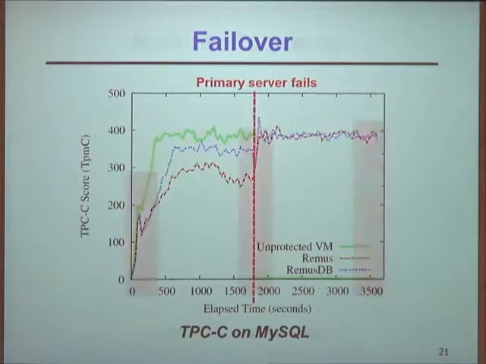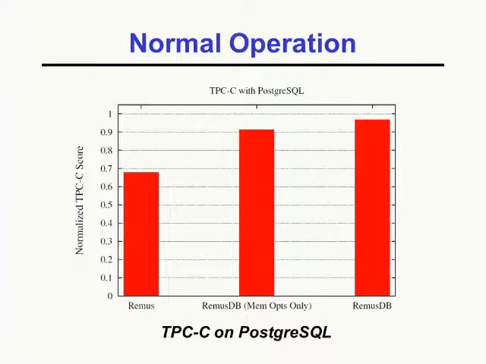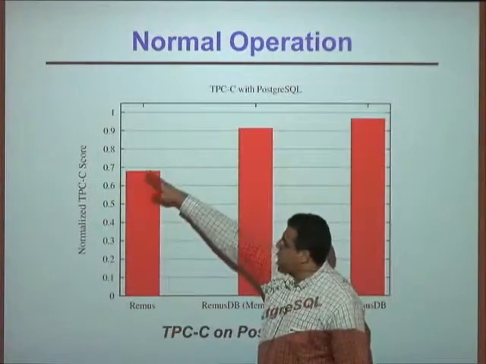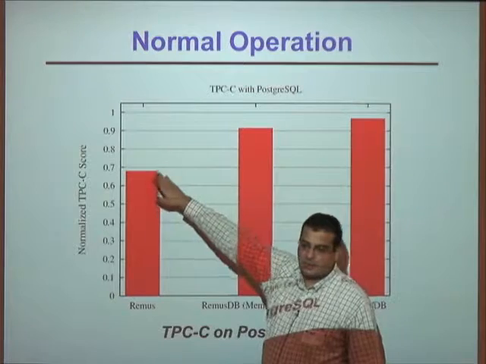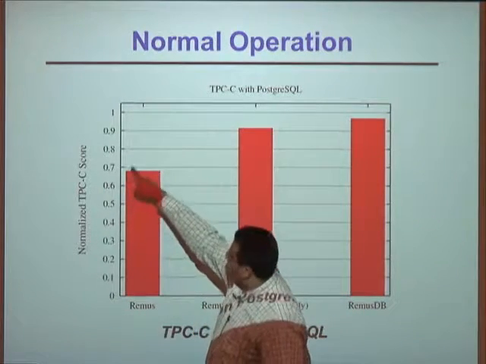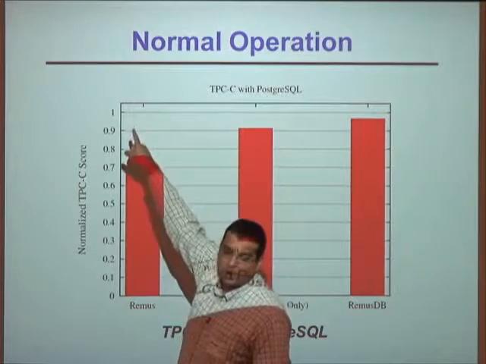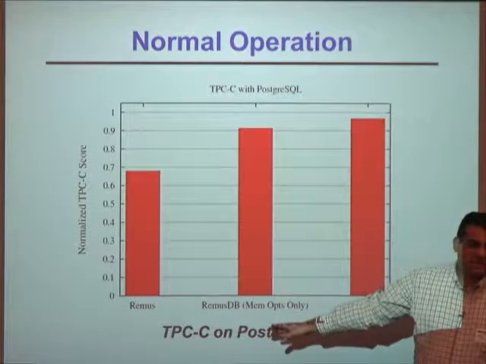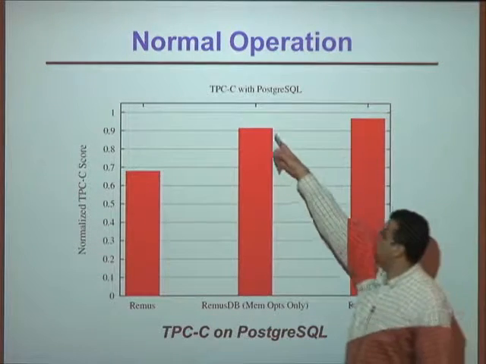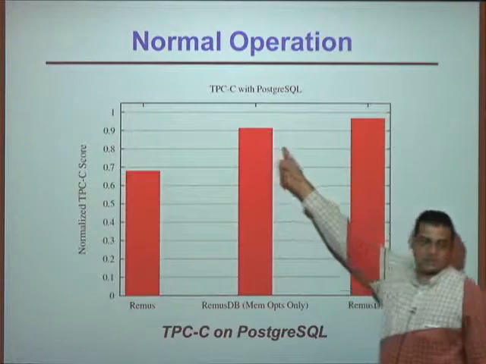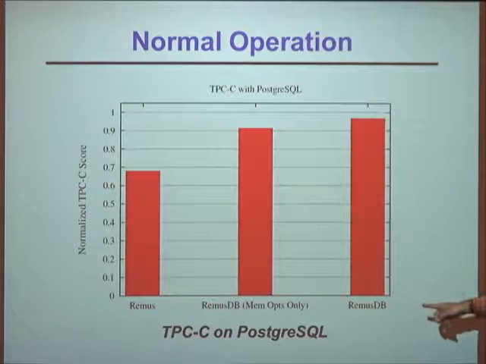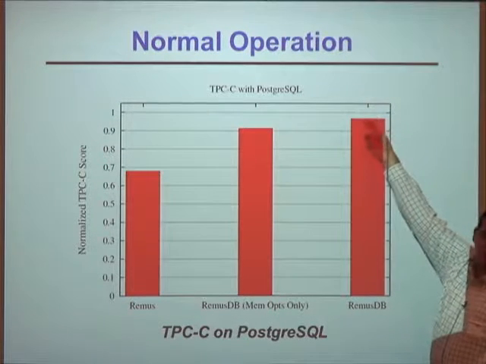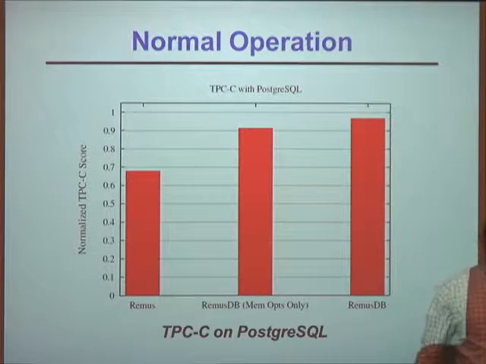So this is failover. Now let's look at overhead during normal operation. This is TPCC on PostgreSQL. Here, if we run unmodified Remus, we see this 32% overhead. So our performance is 0.68 of an unprotected virtual machine. If we use RemusDB's transparent memory optimizations, we recover most of that performance. But if we also use the non-transparent commit protection, we get back to almost the same performance as an unprotected virtual machine, 97% of its performance.